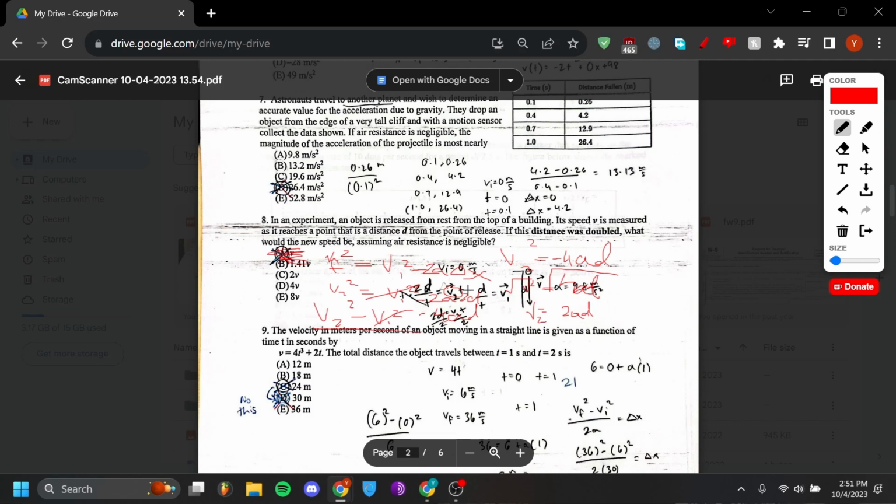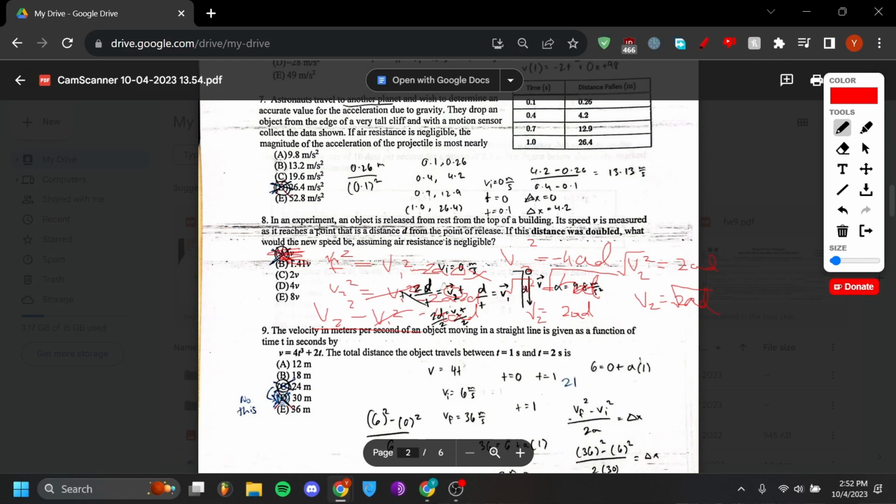Let's find v1. So v2 squared is equal to 2AD, right? Because these two are negative. The negatives cancel, because negative 9.8, negative 10, or whatever we want to call it. And square that, v2 is equal to the square root of 2AD. So yeah, it does double.